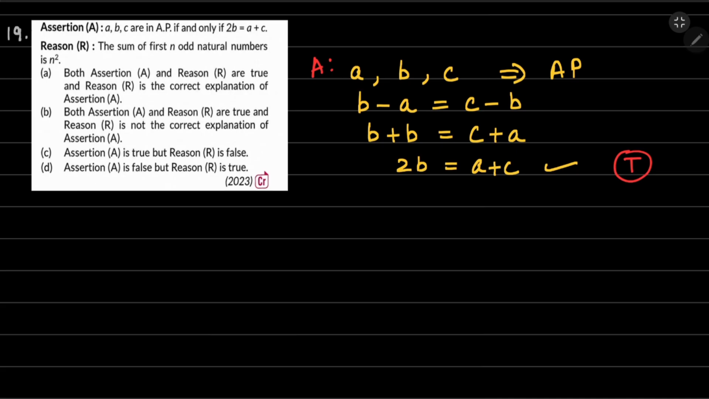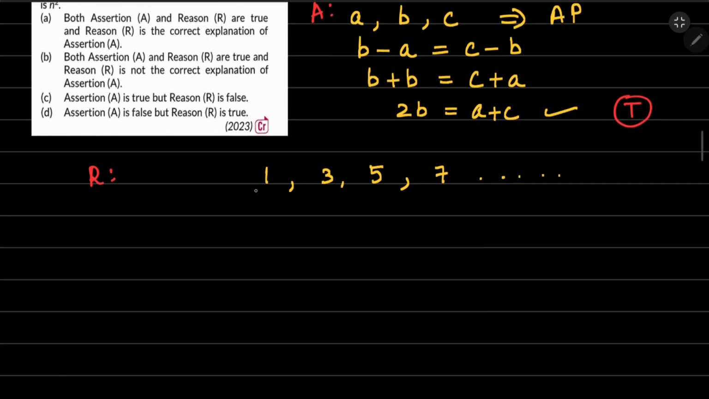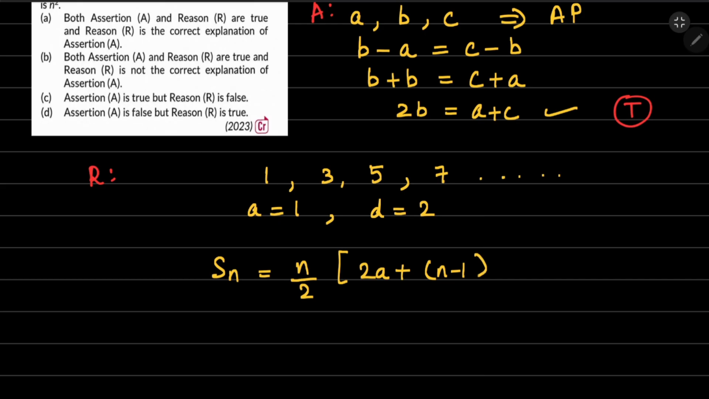Okay, the assertion statement is true. Let's move on to the reason: the sum of the first n odd natural numbers. What is the sum of the first n? Let's write the first few odd numbers: 1, 3, 5, 7 and so on. These are odd natural numbers. What is A? The first term is 1. What is D? 3 minus 1, which is 2. So what is the formula for the first n terms? It is n by 2 into 2A plus n minus 1 into D.